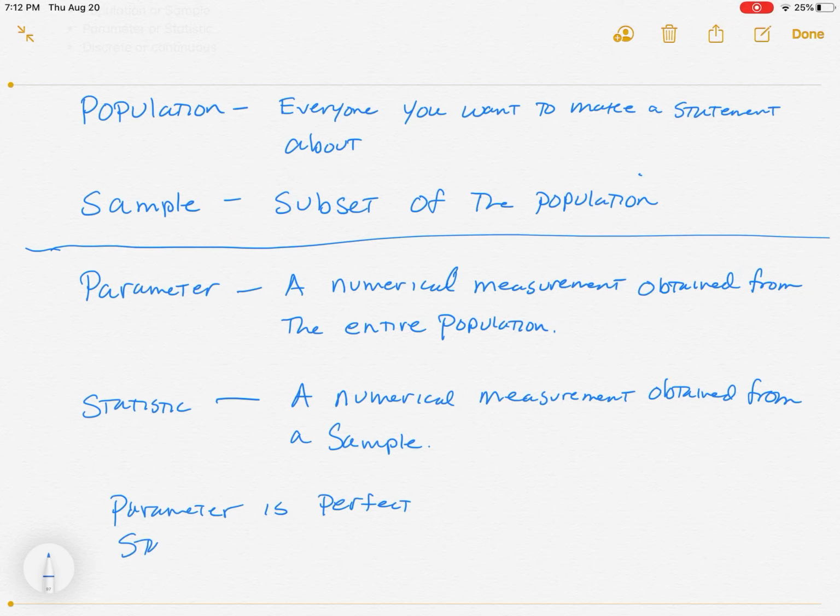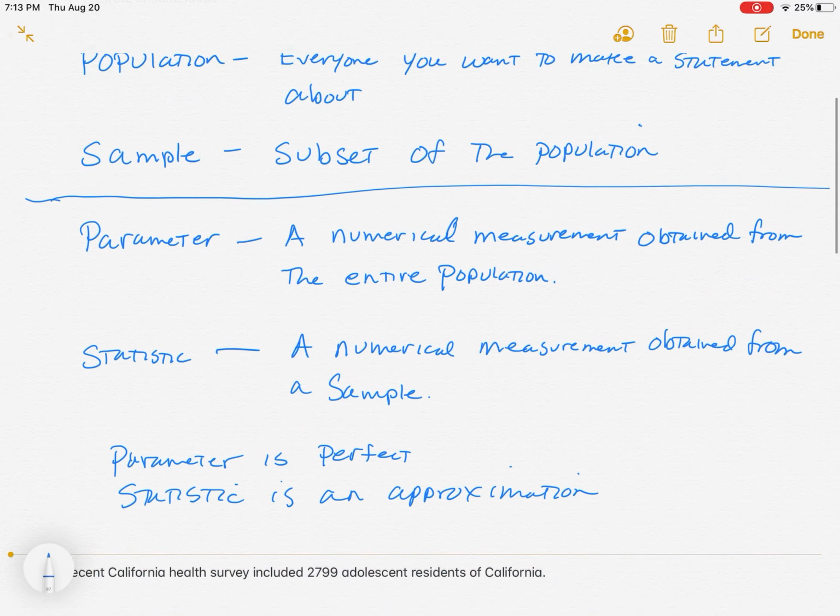A statistic is an approximation, and it can be a really good approximation. It could have little error. What could we do to control that? More and more people in our sample. Obviously, that would work out. But then other things will take their role as well that we'll learn throughout the course. But what's important right now is that a parameter is obtained from the entire population and a statistic is obtained from a sample.